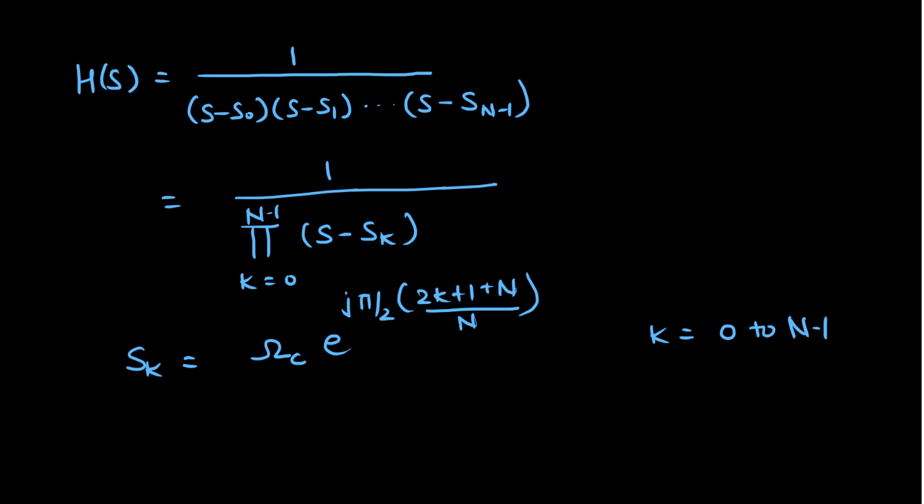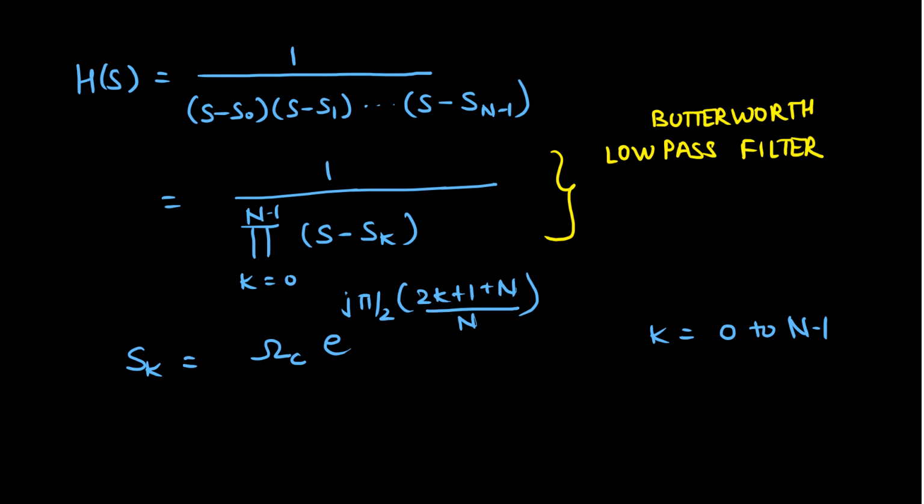So basically this expression that we have here is the Butterworth low pass filter of order n. And if we consider this omega c, this omega c would be the cutoff frequency.